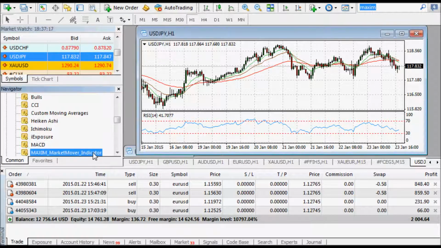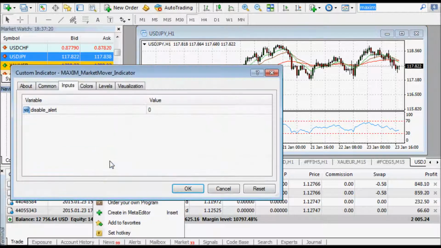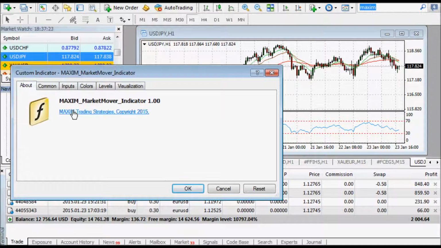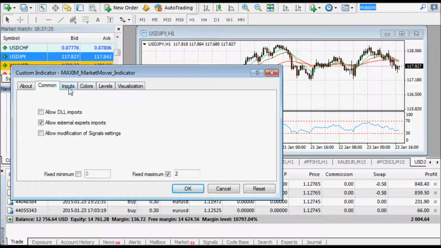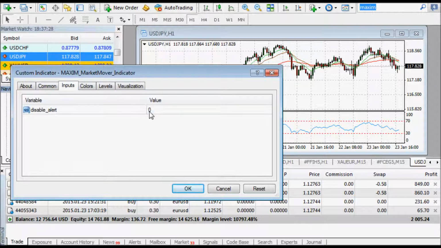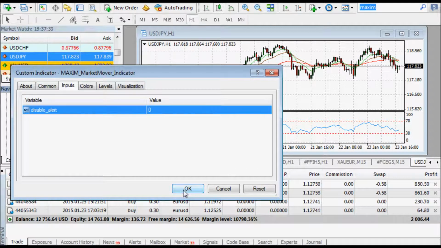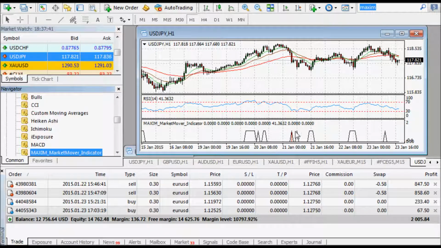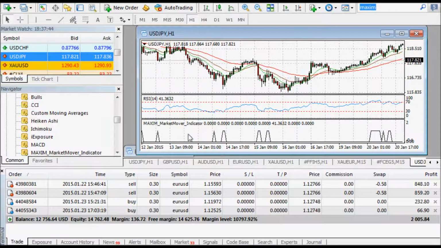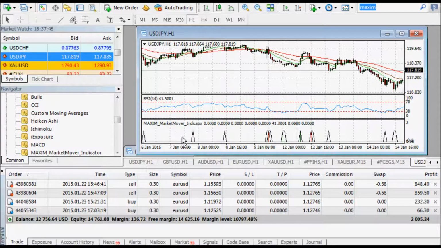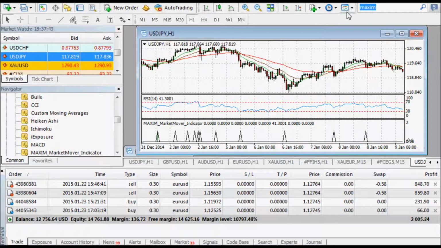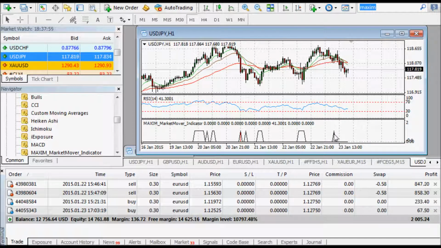When the MAXIM Market Mover indicator is first run, a dialog box appears. Here, you can disable the alert notification by changing the alert disable property from 0 to 1. The default is for the alert notification to be on. The alert is an audio and text dialog window that informs you when a trading signal in the Market Mover indicator is pending. It also provides a summary of the trading rules. The demo version of the Market Mover indicator does not come with an alert notification.